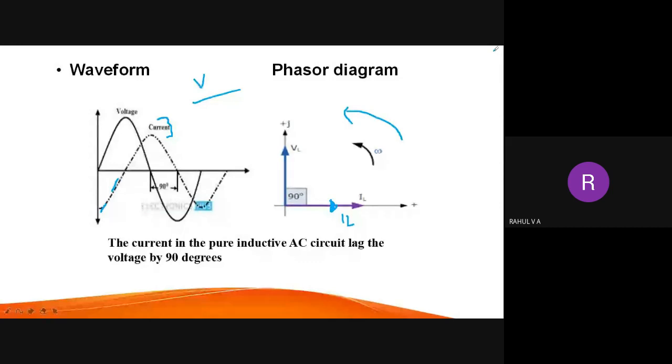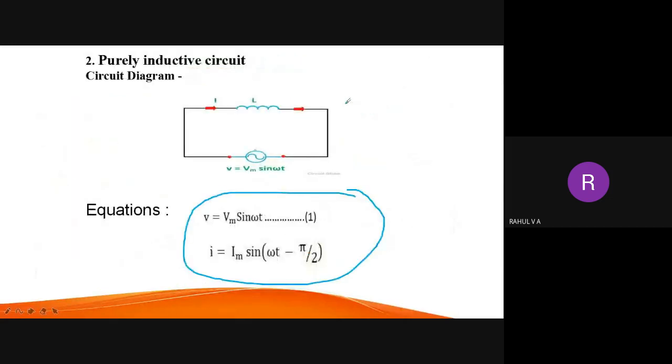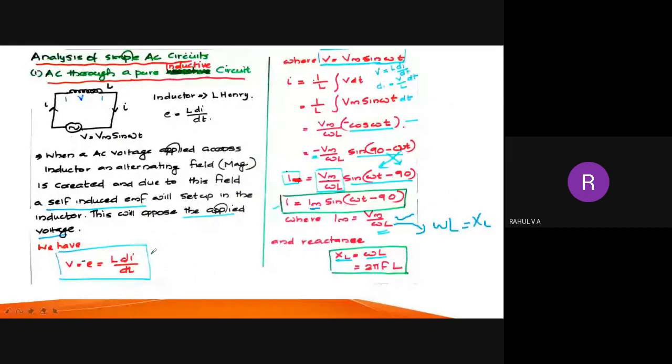Okay, so that's what we are discussing today: the pure resistive circuit and the pure inductive circuit. We have seen that in a pure resistive circuit, both voltage and current are in phase, so the only difference is in magnitude. For the pure inductive circuit, there is a small derivation. First, you should know the equation of voltage across an inductor, that is L di by dt. From this equation, you just integrate and you can complete the derivation.